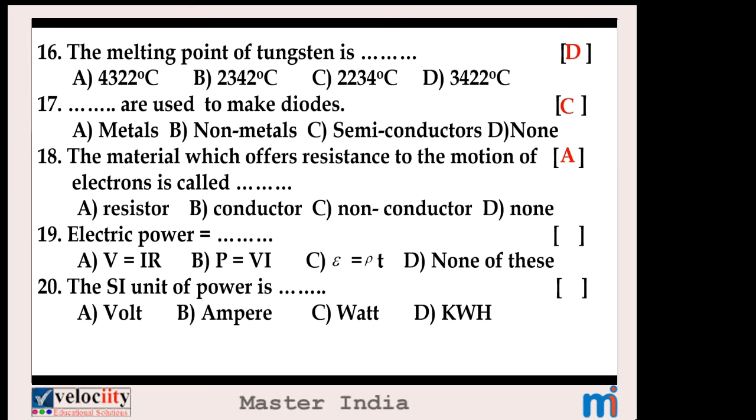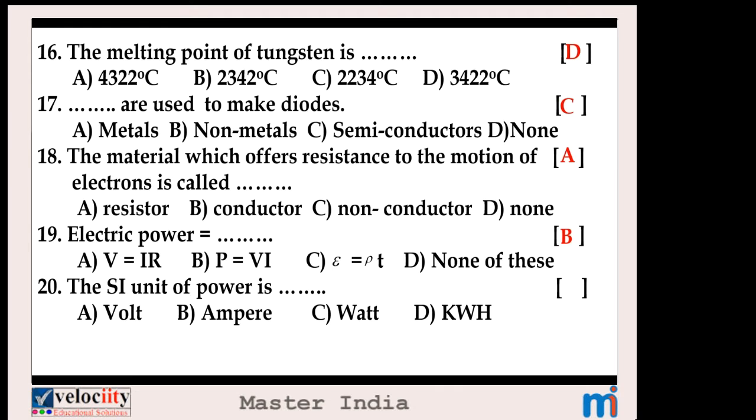19. Electric power is equal to dash. A, V is equal to IR. B, P is equal to VI. C, epsilon is equal to rho T. D, none of these. The correct answer is B. P is equal to V into I.